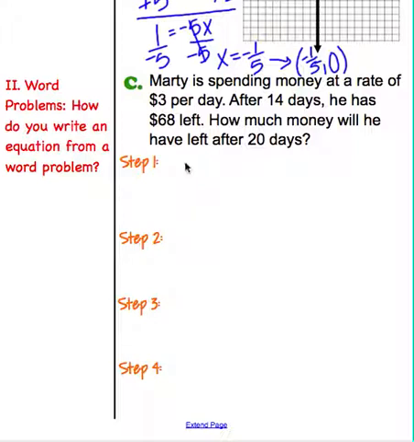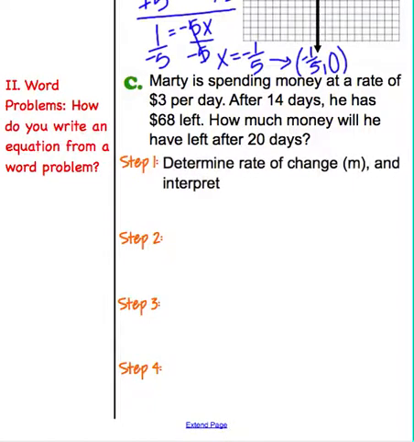So our first step is going to be to determine the rate of change, or M, and interpret it. Now, we talked last week when we did our Learning Target 17 review on looking for those keywords, and one of them was that word per. Because if you remember, your rate of change is going to be that change in y over that change in x, which means that you're looking at a number with two different labels referencing it to make that comparison. So that means that this is going to be our M, which is he is spending, so it's -3 over 1. And we need to interpret it, so that's -3, and that's dollars per day.